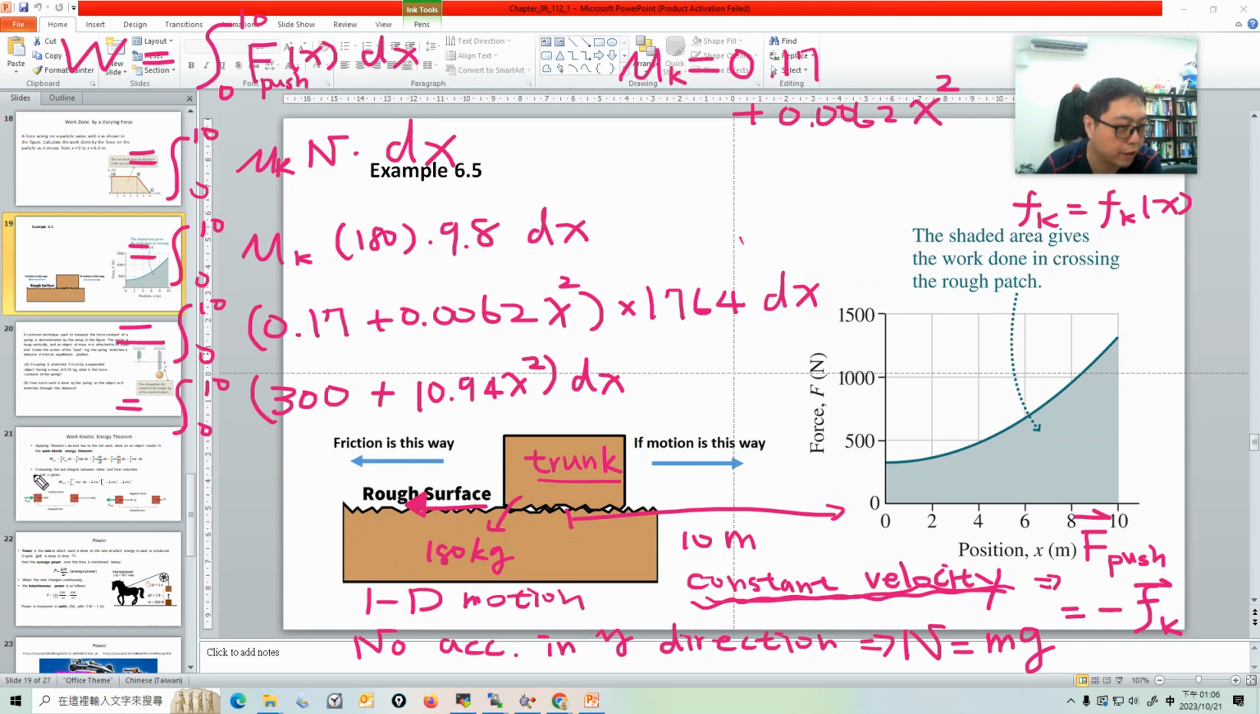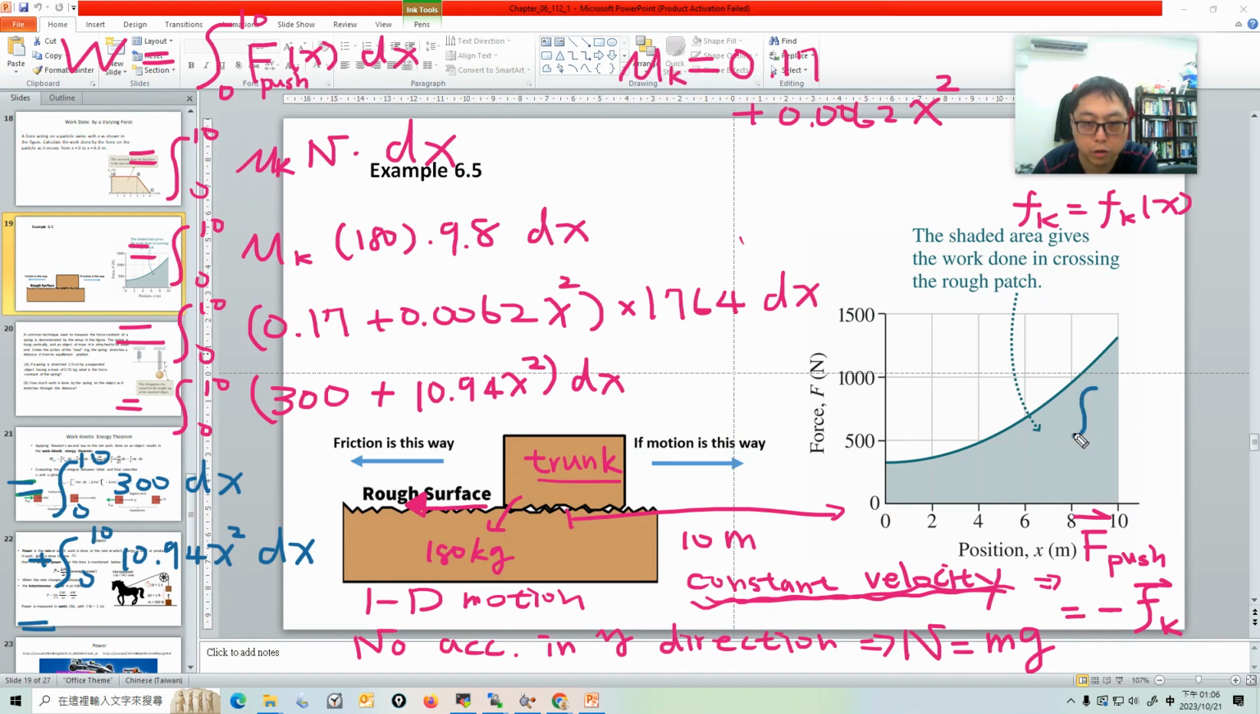Okay, so we can factor this out. So the first term is this one, 300 dx plus 10.94 x squared dx. Okay, so this is a power function integration, and it's very easy. So I'm not going to show the detail here. I just write down the formula here.